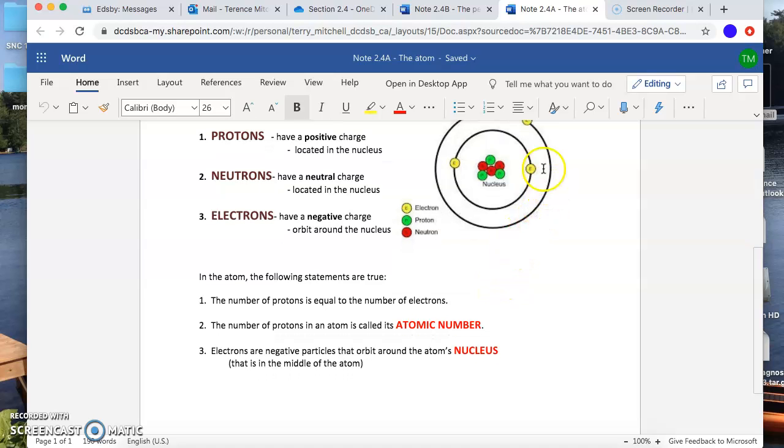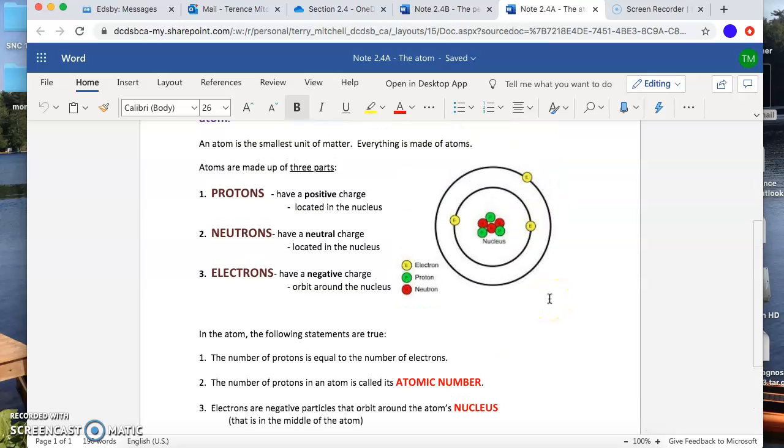Now, as I said, electrons are negative, and they orbit around the nucleus, which is in the center. So there's a bit of an insight, and just to go back and remind you, the number of protons, the pluses, and the electrons, the negatives, are always equal to each other. So if this was magnesium, and it had 12 protons in the nucleus, that would tell me that there would also be 12 electrons orbiting around the outside.